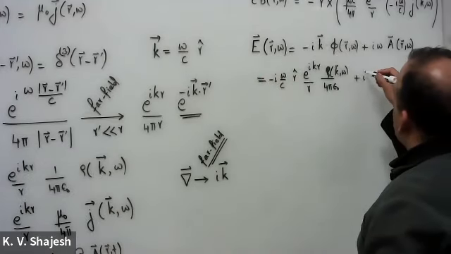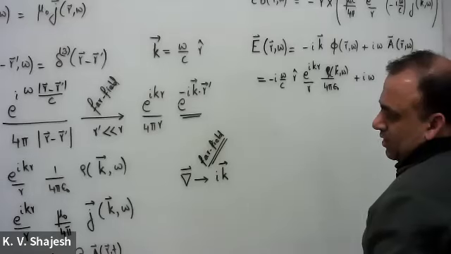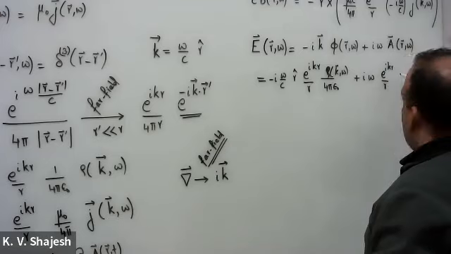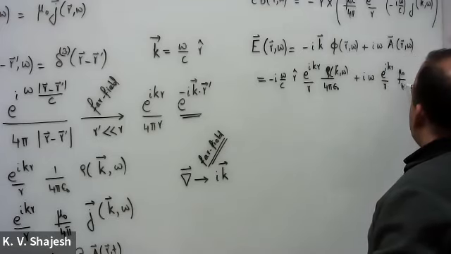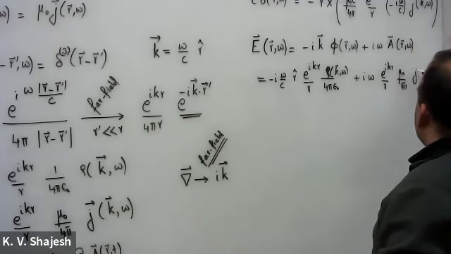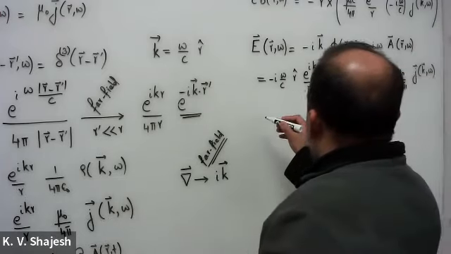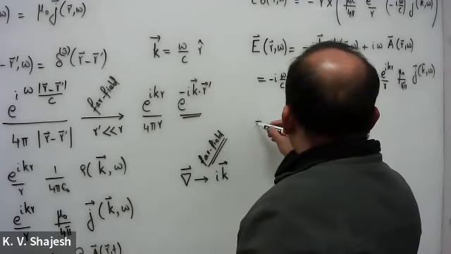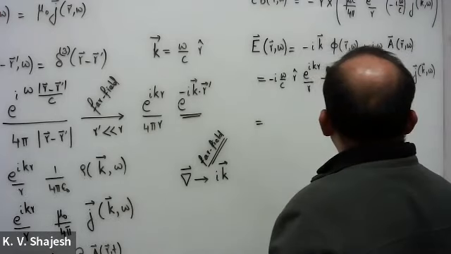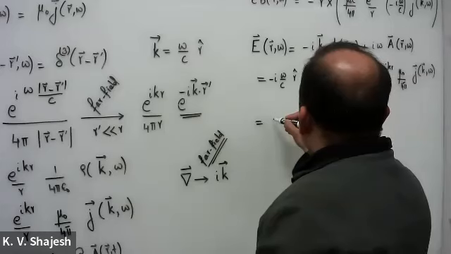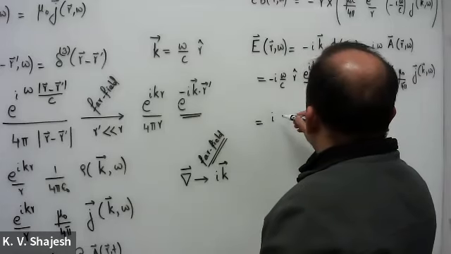Same thing for A, and A is e raised to i k r over r, mu naught over 4 pi, times J. There. This is the same as, pull things out. Let's say I bring out an i omega over c, let's say.